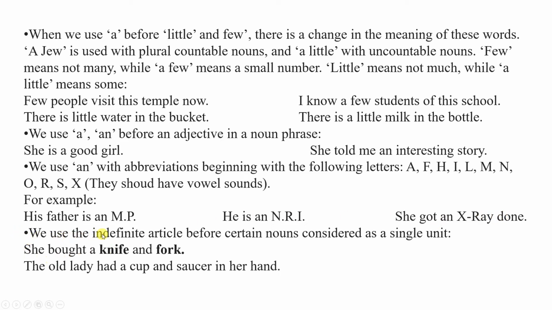We use the definite article, indefinite article before certain nouns considered as a single unit. For example, she bought a knife and fork. The old lady has a cup and saucer in her hand.